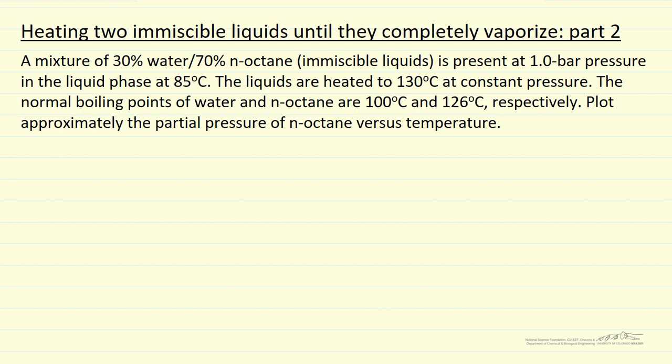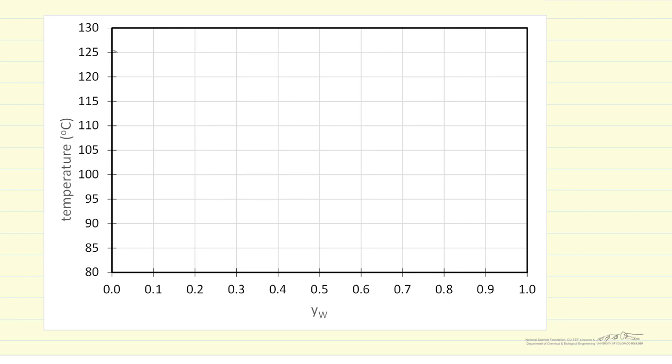And so to help solve this problem, the simplest way to approach it is to first draw an approximate diagram of what temperature versus mole fraction looks like for this system. So we're going to plot on this graph 100 degrees C, so at mole fraction of 1, this is water, so 100 degrees C, that's Tsat for water. Over here is N-octane, and 126 degrees C is Tsat for N-octane.